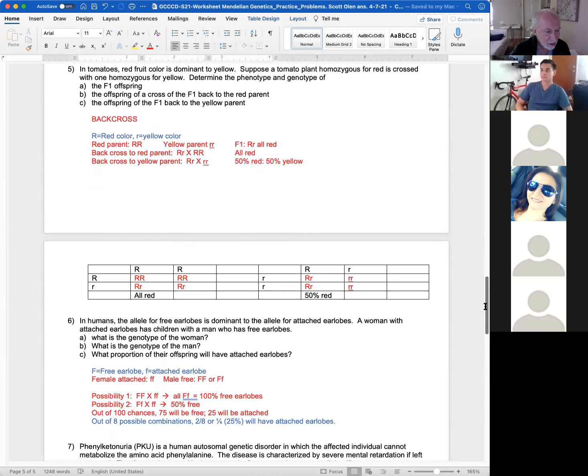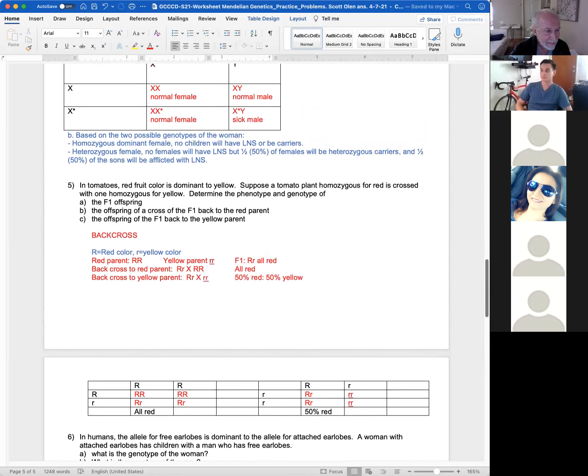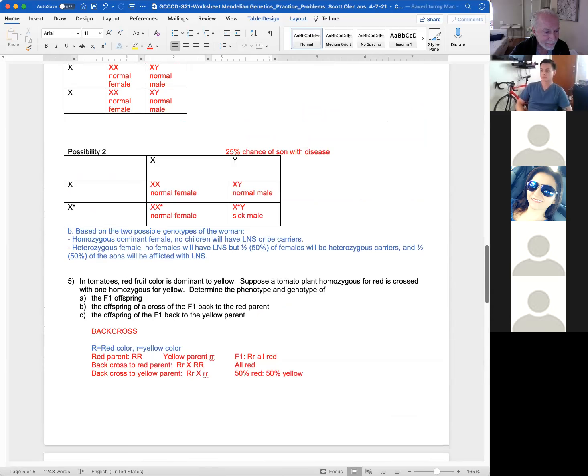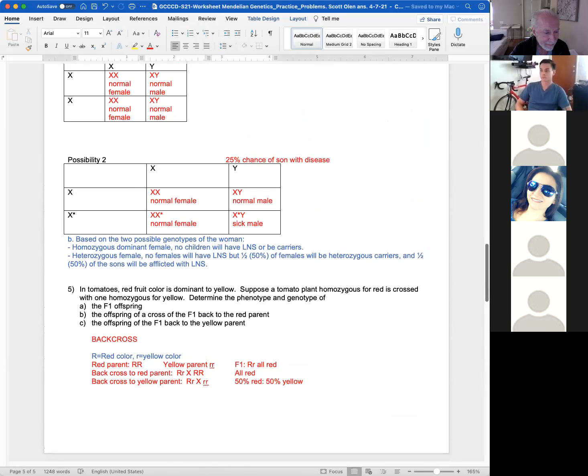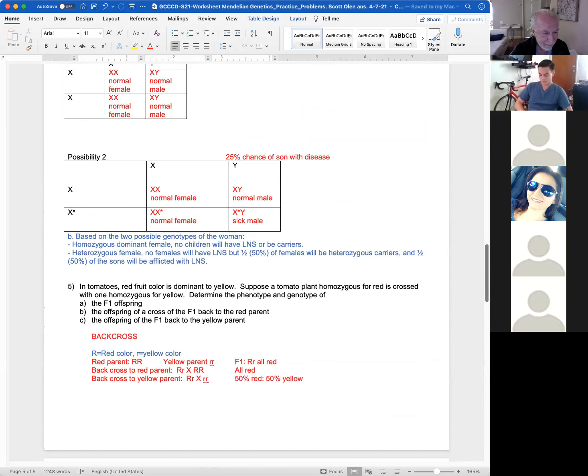Well, question 5, we just get a back cross. And in a back cross, you just have to pay attention. You're going to work it out. This is a monohybrid cross. We're looking at colors only, red to yellow. But we have to pay attention to the directions it's giving us. For instance, 5B. We're taking the offspring of a cross of the F1s back to the red parent. So we actually have to figure out what the cross of an F1 would be.